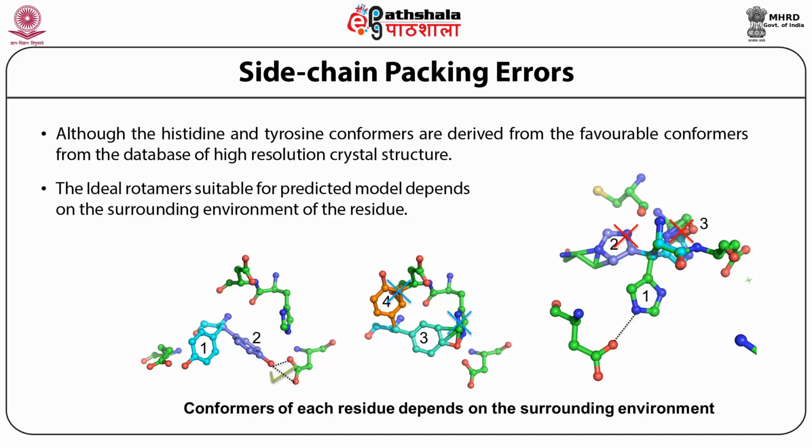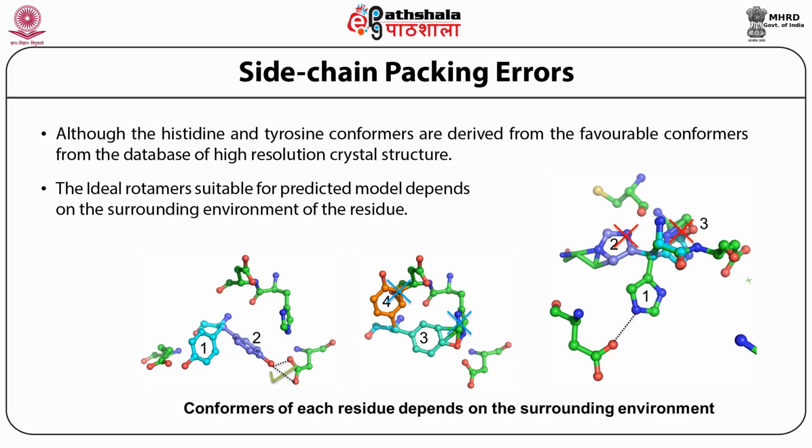Let's take an example for the histidine. We show here 3 rotamers: 1, 2, 3. Rotamer 1 is ideal, forming a salt bridge interaction between the aspartic acid and histidine. Whereas if you use rotamer 2 or rotamer 3, they are going to have a clash with the side chain, which is not ideal for the structure prediction. So we have to choose rotamer 1 for the structure prediction.